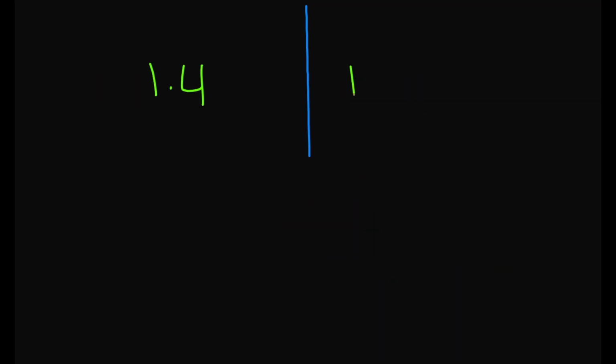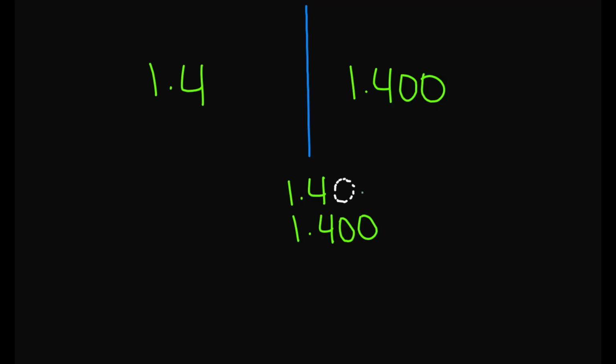1.4 and 1.400. Notice here next to your 4's, you have your imaginary 0's here. And then you'll also see that your 1's are the same, your 4's are the same, your 0's, including the imaginary 0's, the same. So to make this a true statement, 1.4 equals 1.400.